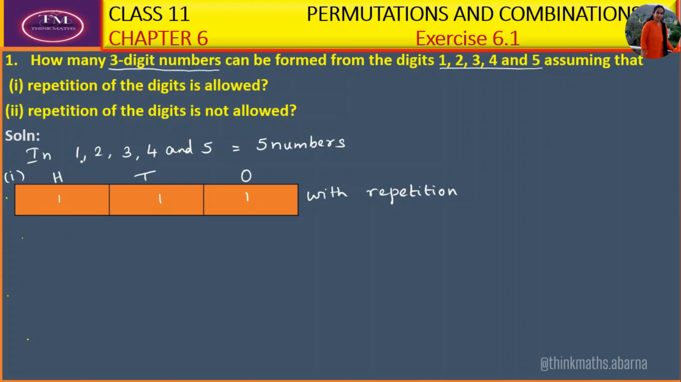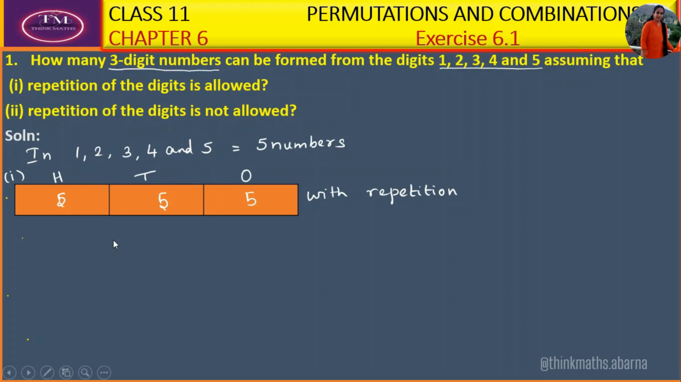In the hundreds place, you have 5 options. You can fill either 1, 2, 3, 4 or 5. In the tens place also you have 5 options because there is repetition. You can repeat the number placed in the hundreds place. In the ones place also you have 5 options because you can repeat the number placed in the hundreds place or the tens place. So all 3 places have all 5 options.